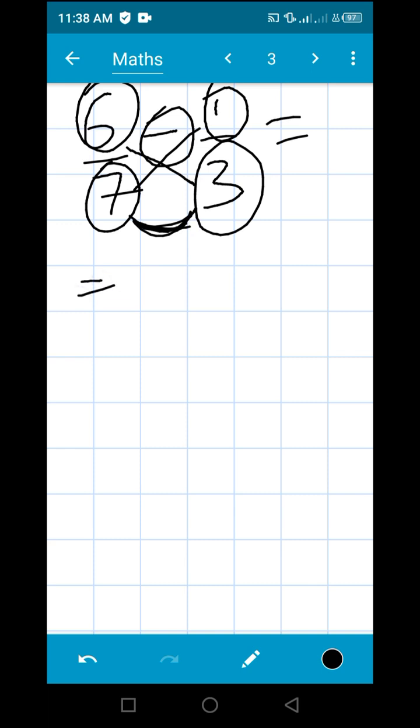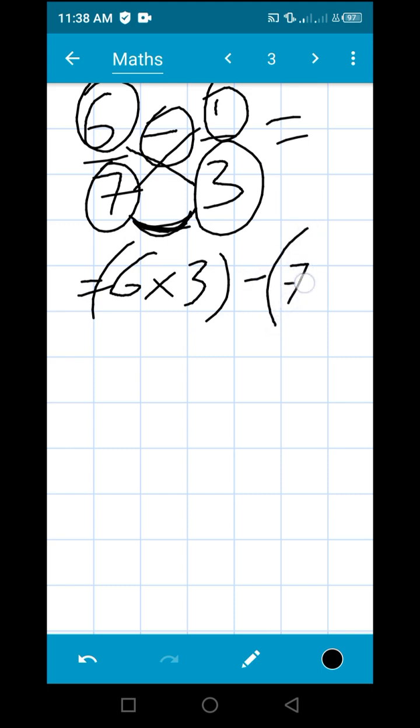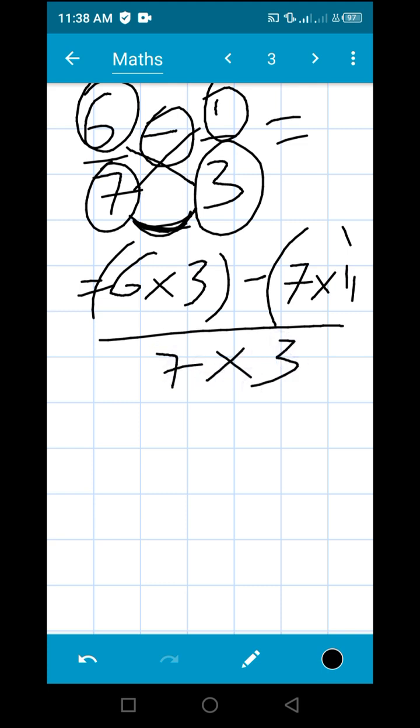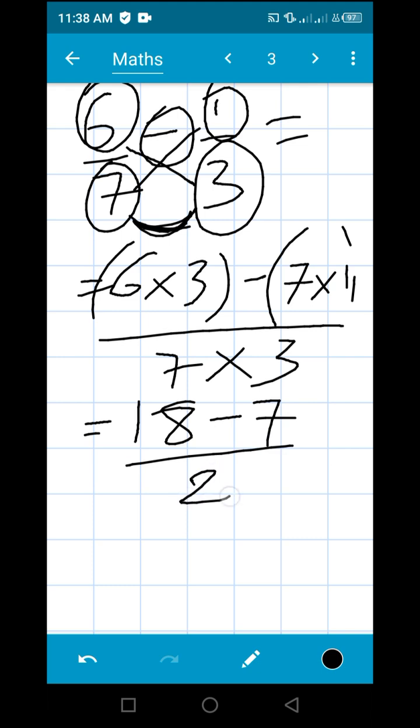This will be the same as 6 times 3 minus 7 times 1, divided by 7 times 3, which is the multiple of the denominator. In this case, it's going to be the same as 6 times 3 is 18, minus 7 times 1 is 7, divided by 7 times 3 is 21.